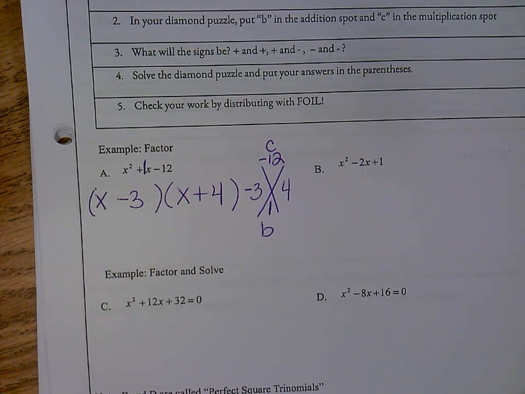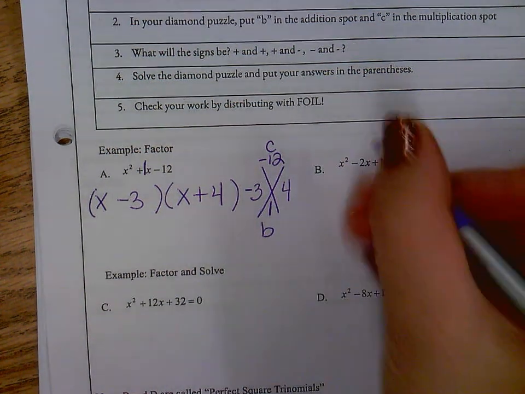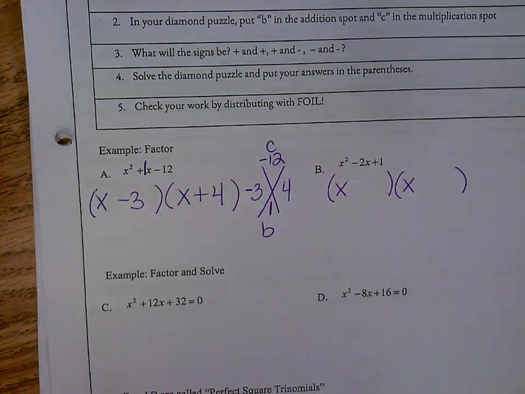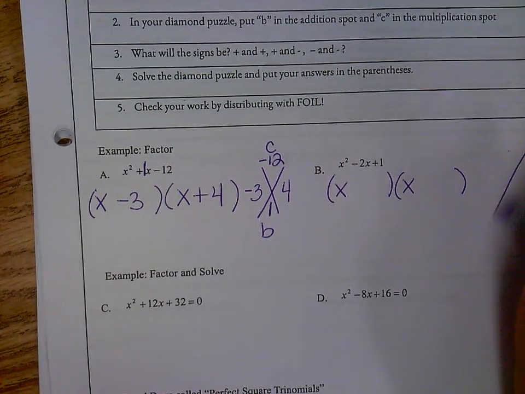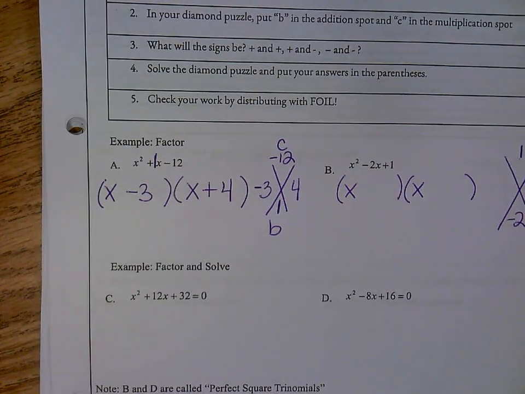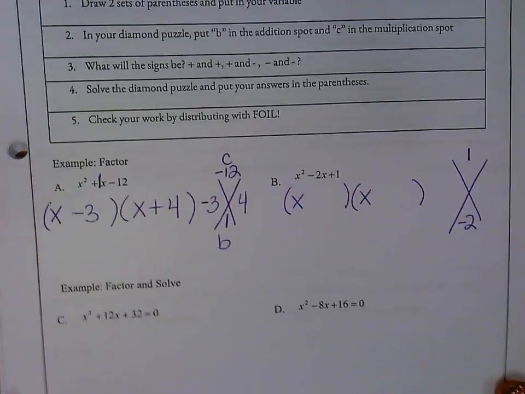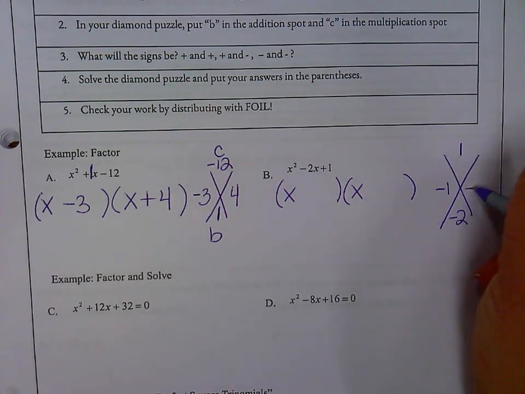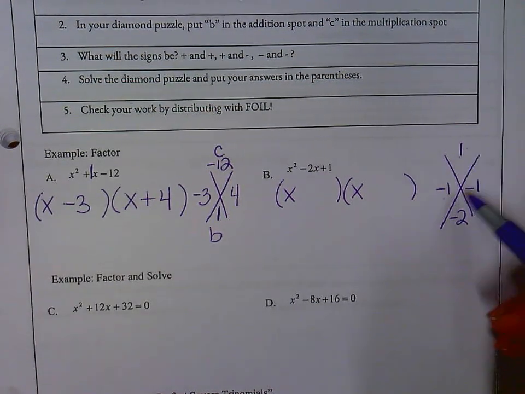So let's try it for this next one. It's a trinomial, so I know that I'm going to set up my 2 parentheses, put an X in each one, and then my diamond puzzle, I'm going to use a 1 on top and a -2 on the bottom. So what are the factors of 1, right? What times what goes here so that the sum is -2? Yeah, -1 times -1 is 1, and that adds up to -2.